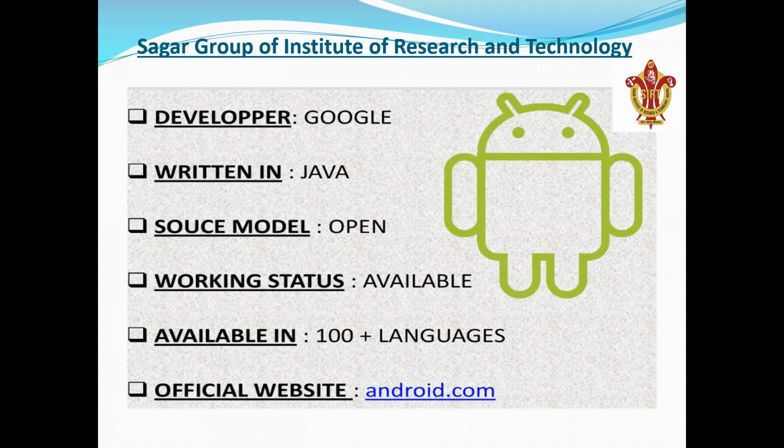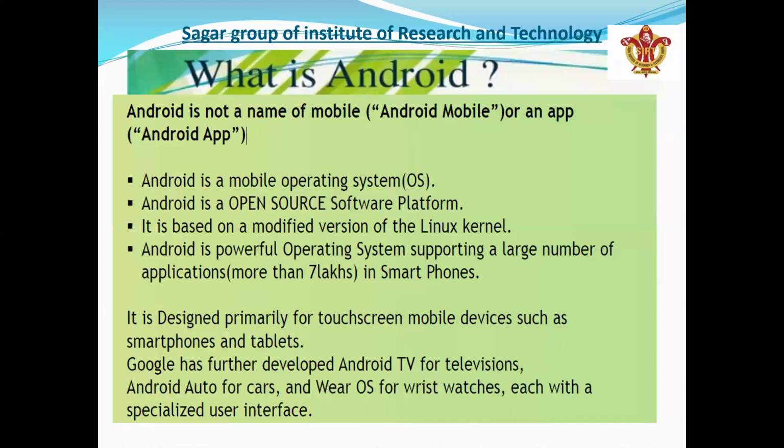Last one is the official website. The official website for Android, made by Google, is android.com. You can search android.com in Google. So this is a small brief about Android app development or the Android operating system. Here is a small summary and a small introduction we have learned in this PPT.